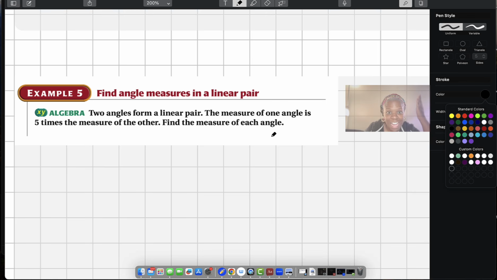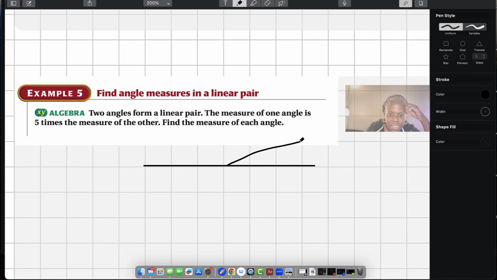All right, this is kind of hard, but I think we can do it. Let's draw a picture so we can imagine what's going on. So here's a linear pair, and let's call this angle X, and let's call this one Y. And so I have one being bigger than the other one, right? So let's see what we can think about this. Two angles form a linear pair. I'm going to call them X and Y. That's their degree measure, let's pretend.